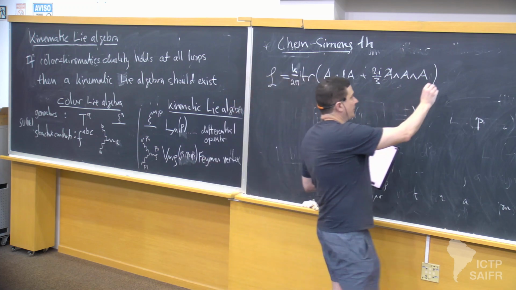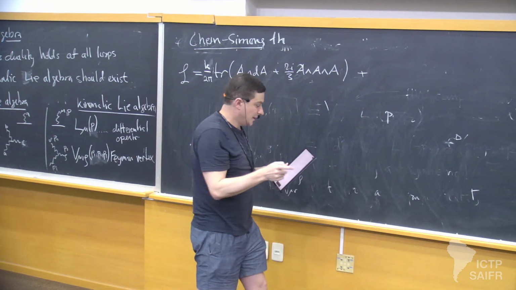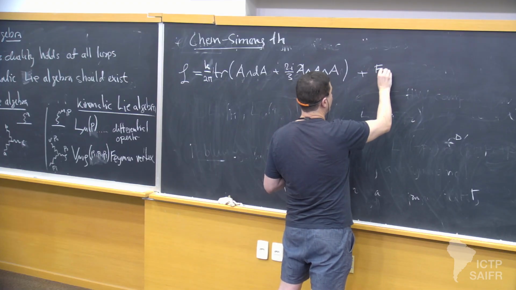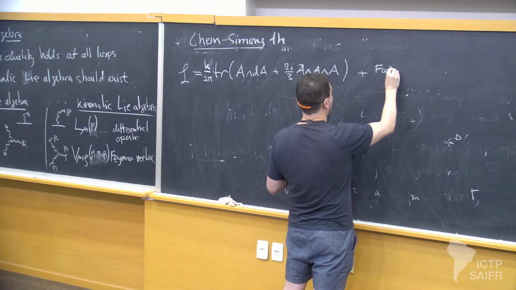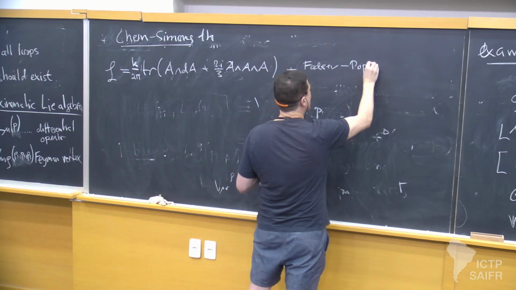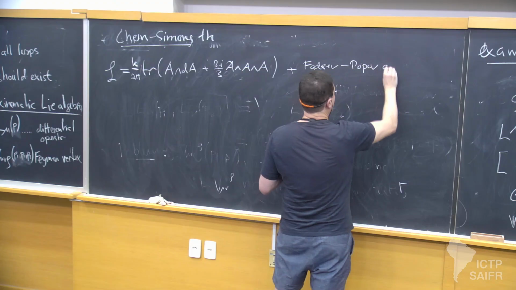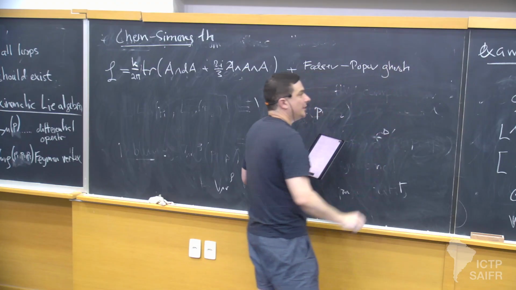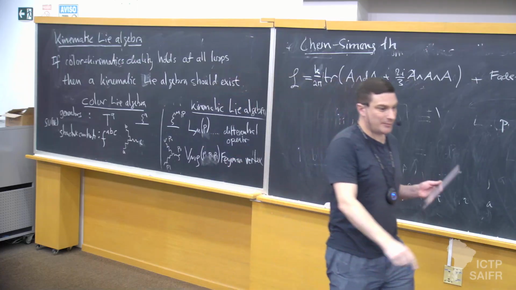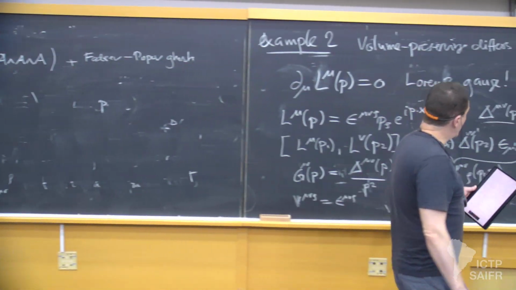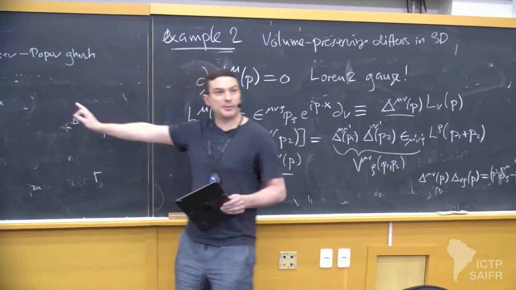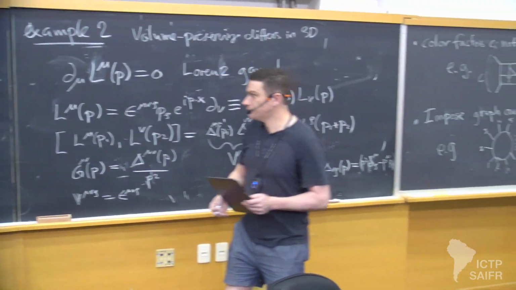And I should have pointed out that that's the action before you gauge fix. After gauge fixing, you need to add Faddeev-Popov ghosts. If you want to do loops, you have to do Faddeev-Popov ghosts just the usual way. It's actually exactly the same Faddeev-Popov ghost as in Yang-Mills. And I should say that if you include those ghosts, it also works. There's a kinematic algebra that includes the Faddeev-Popov ghosts as well.